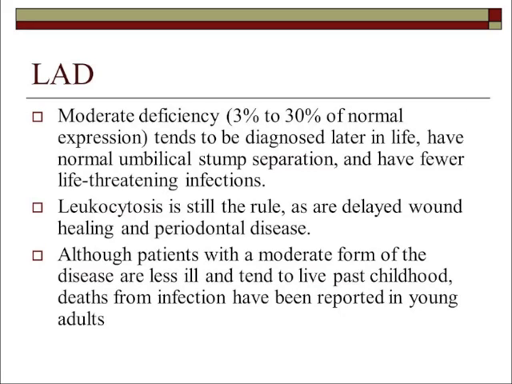And then we can probably just skip through this. This is more talking about moderate deficiency. Then they may not necessarily always present with that umbilical stump separation. But they're always going to have this leukocytosis, like I said in the beginning. They're always going to have this chronic 20,000, 25, 30,000 leukocytosis.